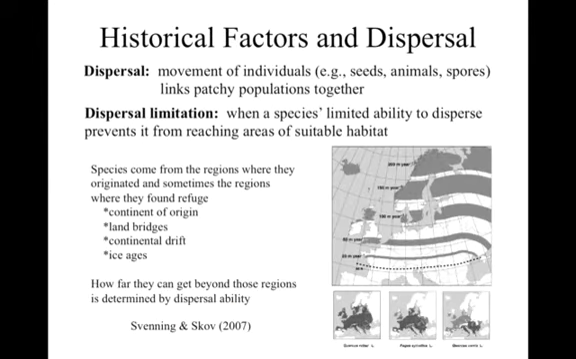All right, so that's habitat suitability. That's a big determinant of where things are found, but it's not the only determinant. We also have historical factors and dispersal interacting to determine where things are. Dispersal is the movement of individuals, and that can be the movement of seeds, animals, spores, even pollen. Dispersal links patchy populations together. Dispersal limitation happens when a species' limited ability to disperse, its limited ability to move, prevents it from reaching areas of suitable habitat. We've talked about this a little bit in the past with fire ants.